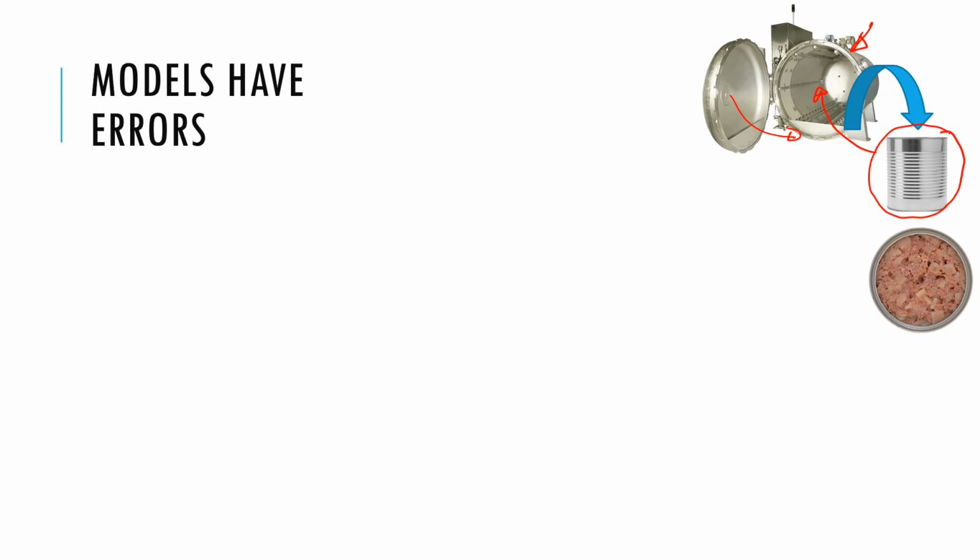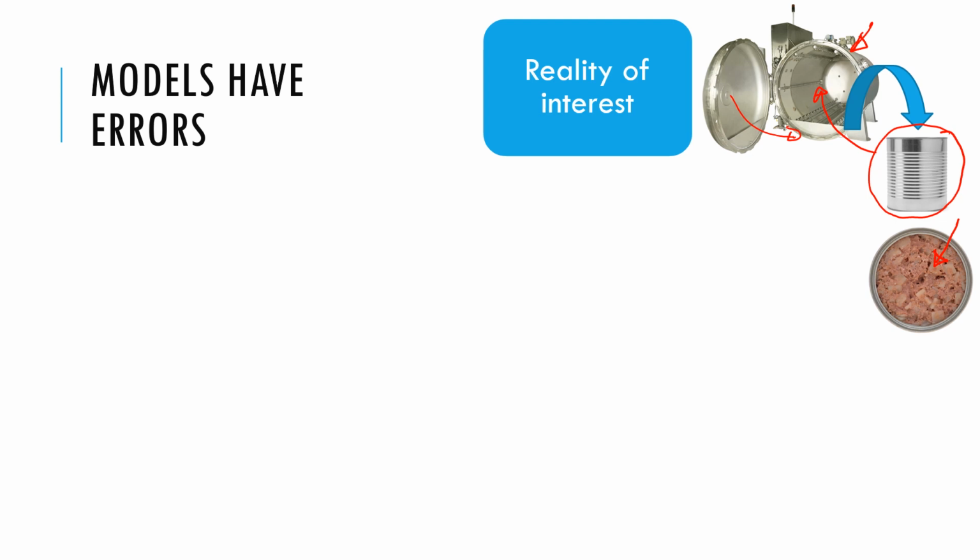So let's look at a very simple product. This is potatoes with some ground meat. So it's conduction heating. It's not being agitated. There's no fluid that we need to consider. As you can see, this one, it will just be conduction heating. So this is my reality of interest. Of this reality, we want to build a model.